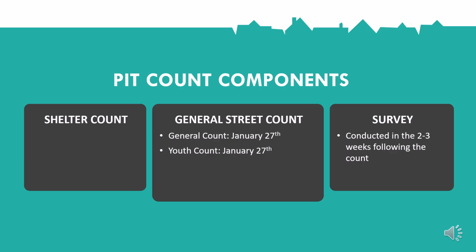The shelter count collects information on the number of people staying in shelter programs across the county. The youth count focuses on counting unaccompanied young people under the age of 25, and is typically done around 3 p.m. to 7 p.m. This is not available for general community participation at this time. Finally, the survey component is typically conducted in conjunction with the general street count.